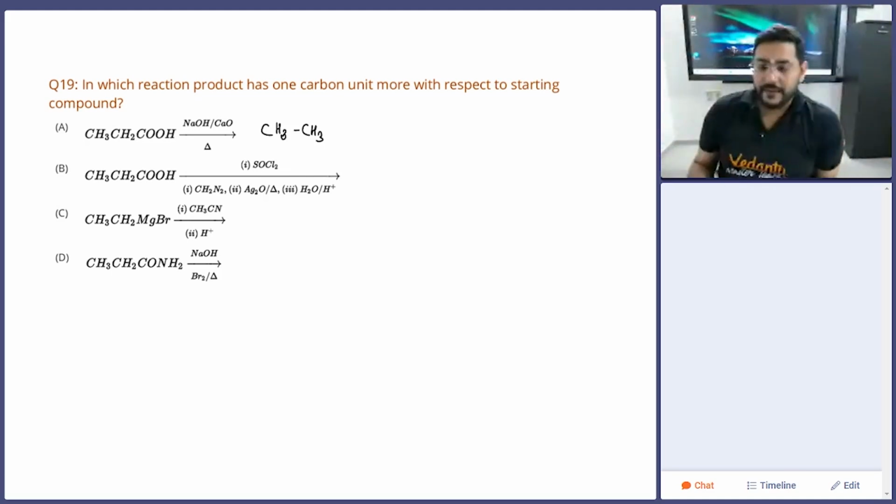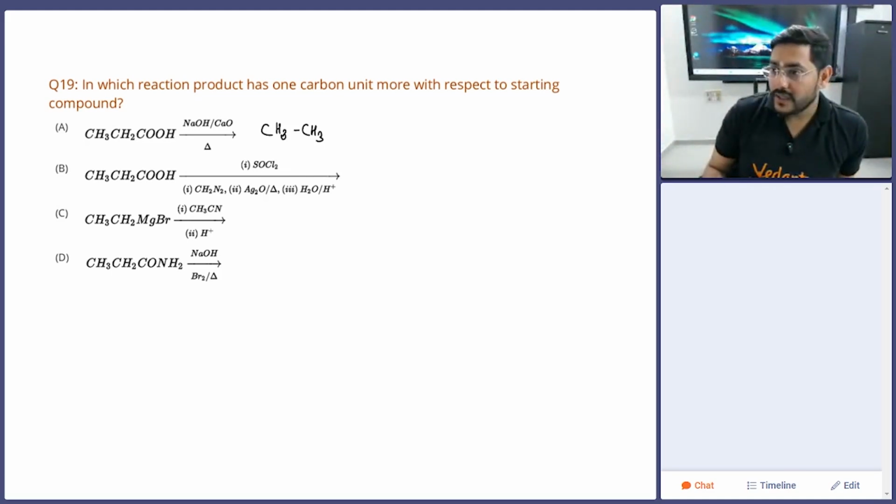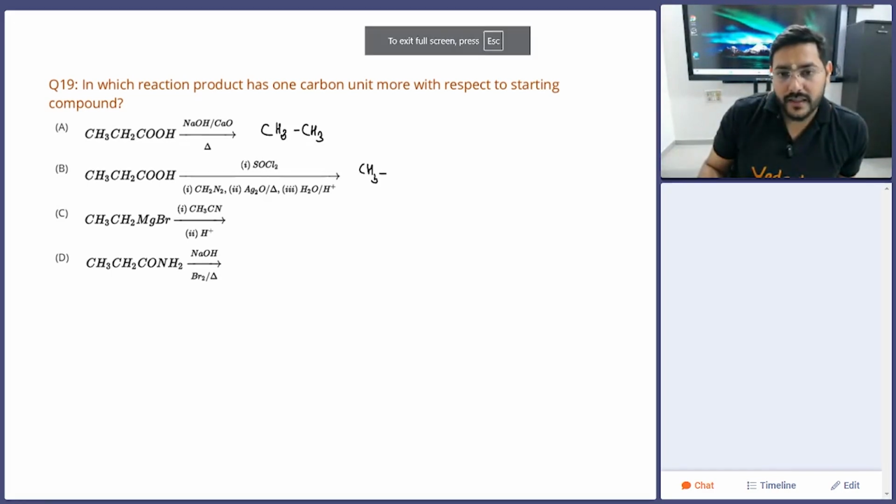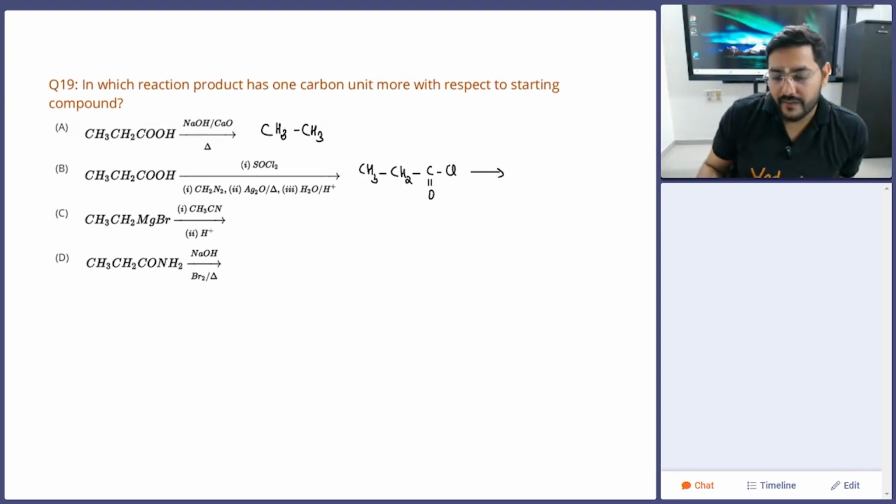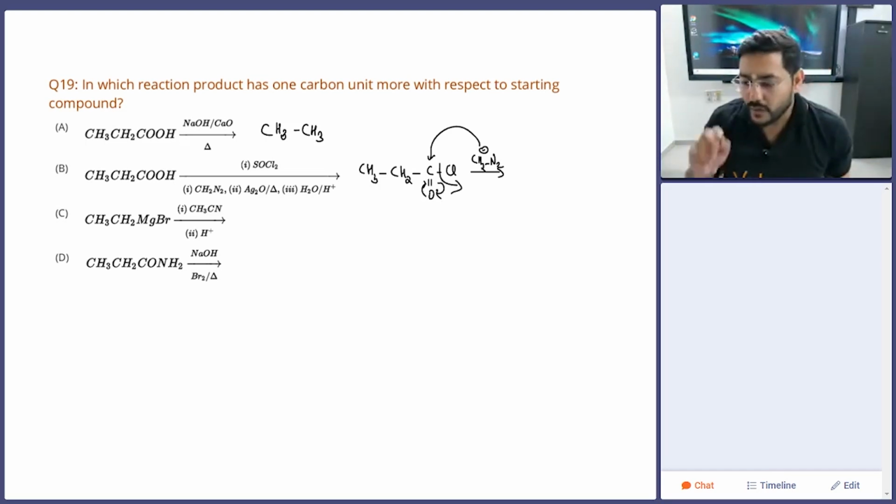Now second, first SOCl2. So the first product that we are going to obtain is CH3CH2C=O Cl. Now after that, what will happen? CH2 negative is there basically. So here it is going to attack. The pi bond will shift in the form of negative charge. That negative charge will come again and Cl will leave the molecule. So what are we going to get? We are going to get CH3CH2C=O, CH negative, and N2.